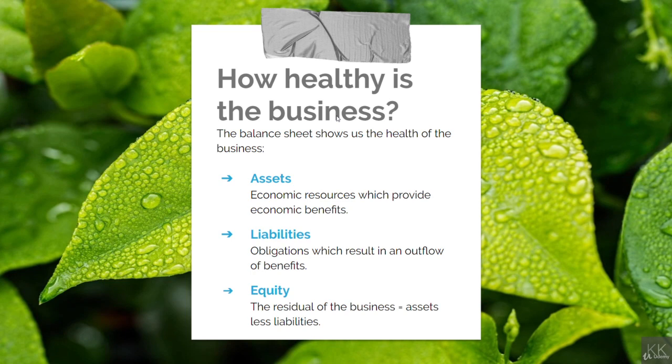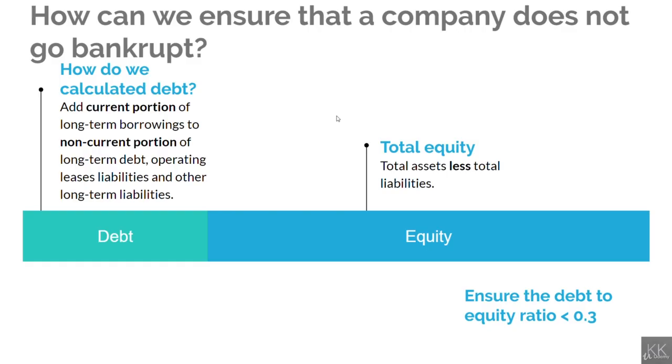Lastly, we have equity. Equity is quite simply the residual of the business. What is left over if I go ahead and sell off my assets and pay off all my liabilities? So, how can we ensure that a company does not go bankrupt?